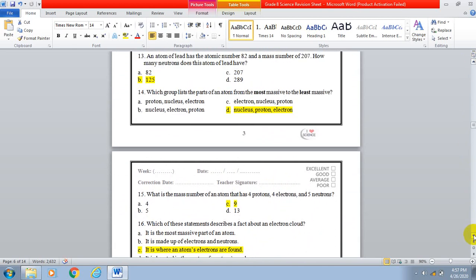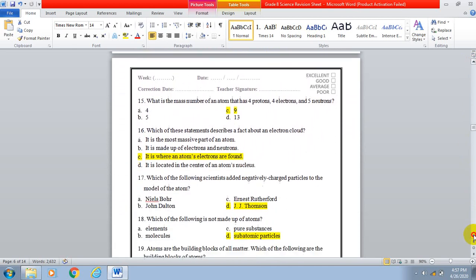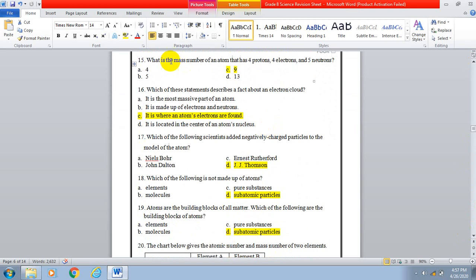For the 15th option, what is the mass number of an atom that has 4 protons, 4 electrons and 5 neutrons? So the correct option is 9.